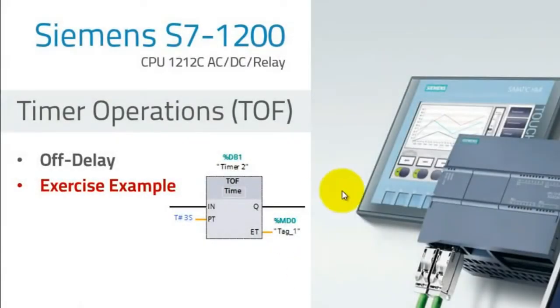Alright, now let's understand timer operation T off, which is typically known as the off delay timer. The last timer was T on and this is T off. So it has a slight difference from the T on. Let's see what that is, although the block diagram looks the same.